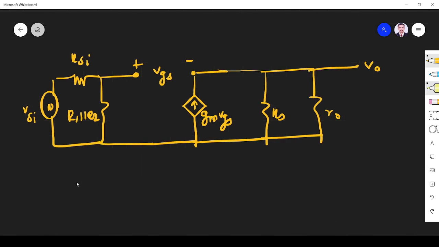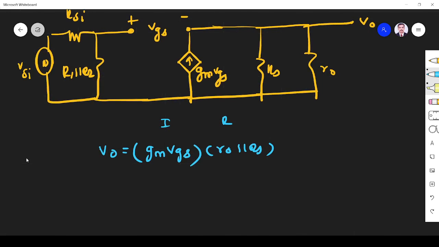Now we will find all the parameters required. First we find VO, the output voltage. This is the voltage across rO parallel RS. The current flowing through it is gm VGS, and the resistance is rO parallel RS, so this is the output voltage. Now we have to find VGS. I take this loop.